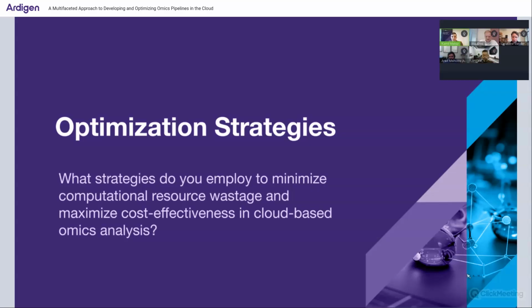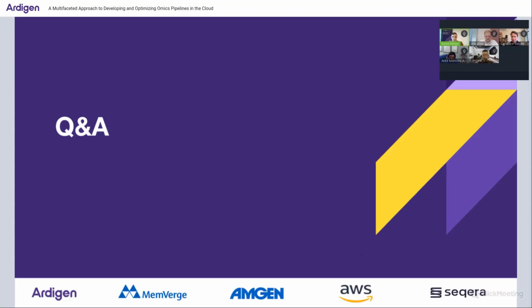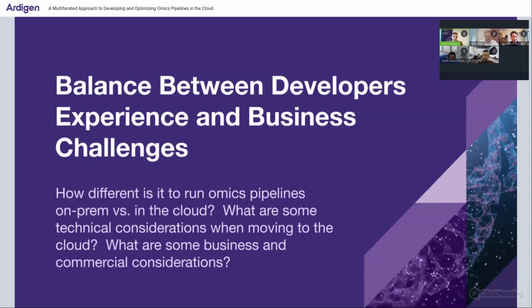And with that, I would like to continue to the next section, which is balance between developers' experience and business challenges. Here, I believe we already mentioned a few of those, but let's continue. How different is it to run an Omics pipeline on-prem versus in the cloud? I already mentioned a few differences, but let's continue. What are some technical considerations when moving to the cloud? What are some business and commercial considerations?